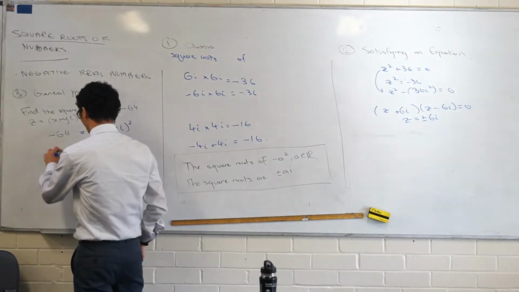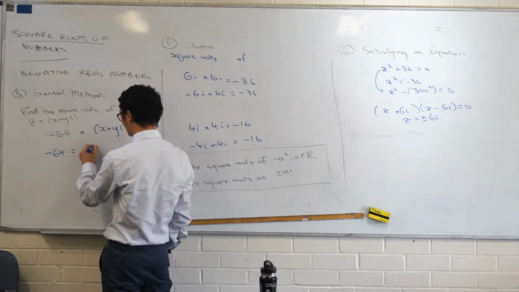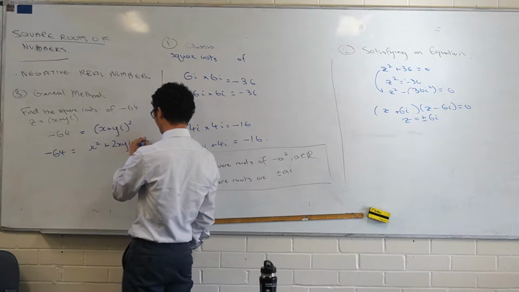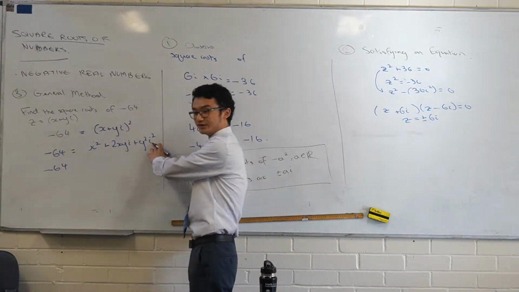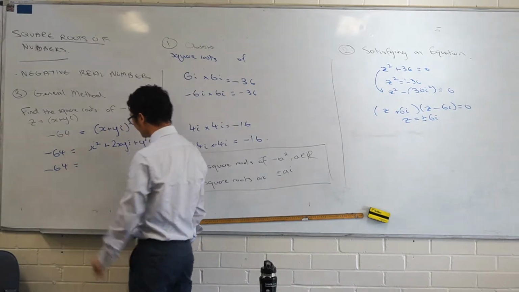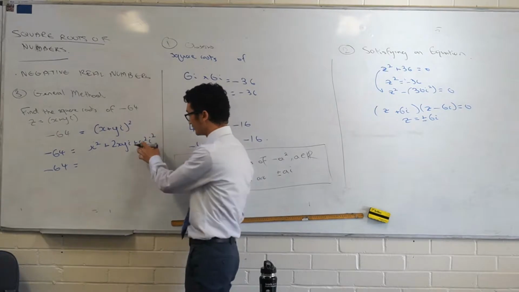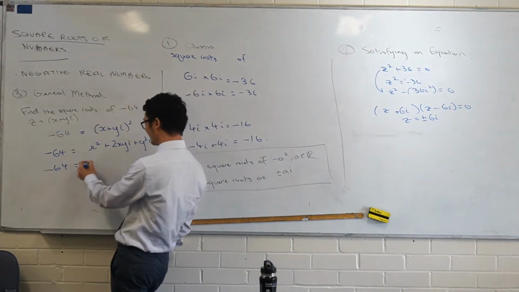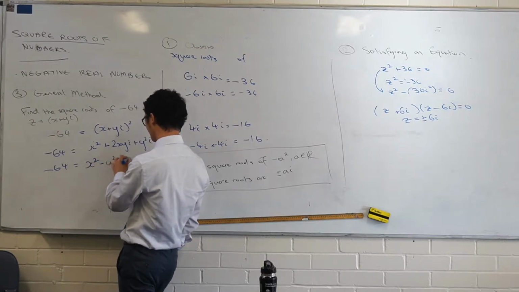So negative 64 is equal to, well, this is just a perfect square. So we get x squared plus 2xyi plus y squared i squared. And we know that i squared is just going to be negative 1. And when I write it in a different way, I'm going to just rearrange it within itself. So we have x squared minus y squared plus 2xyi.